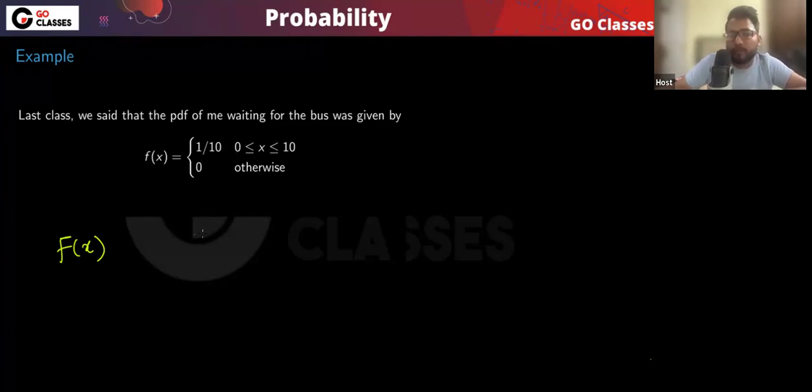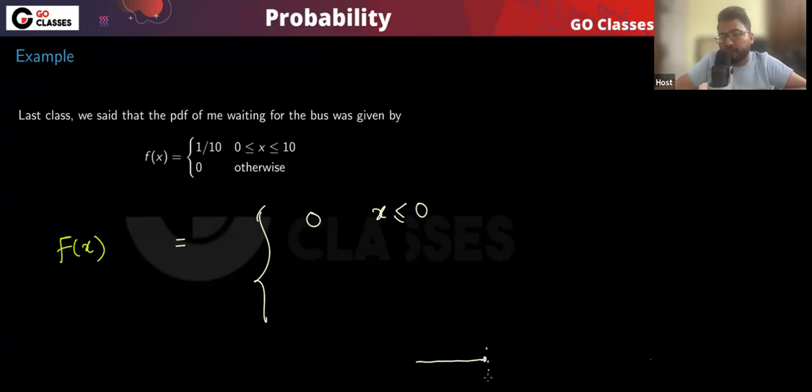You can divide it into 3 parts. If x is less than or equal to 0, then there is no density, and if there is no density, then the CDF will be 0. The moment x is from 0 to 10, it will be increasing, because there is some density. After 10, the CDF will be constant. How much will it be? 1. Initially it is 0, at the end it is 1, which means if x is greater than or equal to 10, then it is 1.